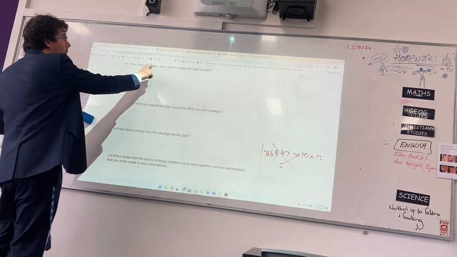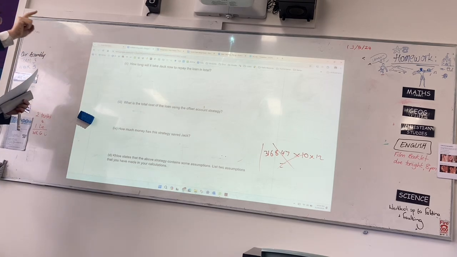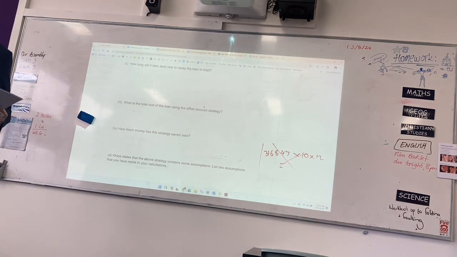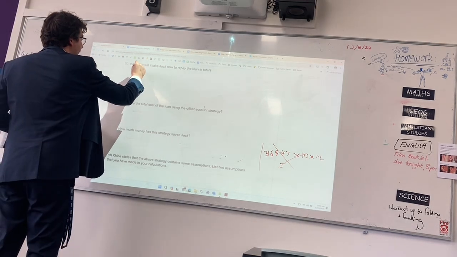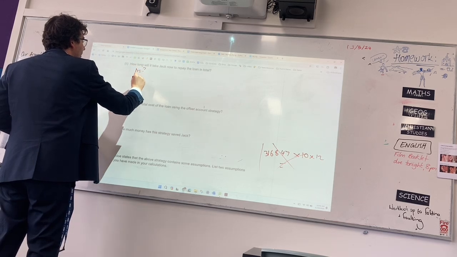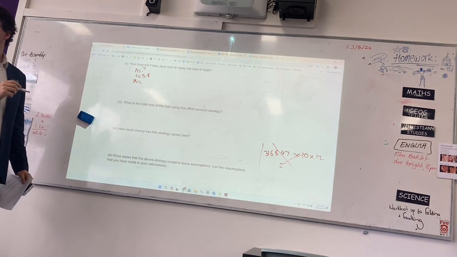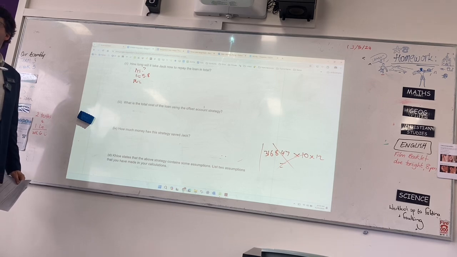How long will it take Jack now to repay the loan in total? If it's a how long question, what are we solving for? N, I, PV, PMT, FV, PY, CY? N. Good. Okay, so it's an N question. So N equals question mark. Our interest rate stays the same, doesn't it? 5.8%. What are we going to put for PV? In the bank's mind, what's the balance of the loan?